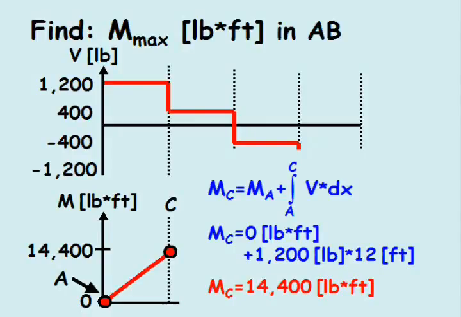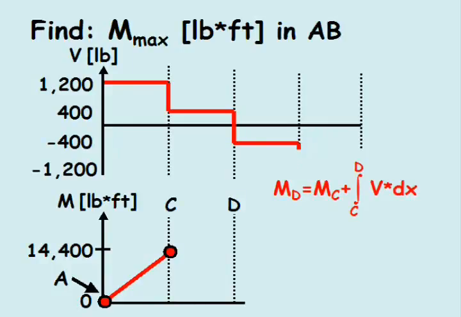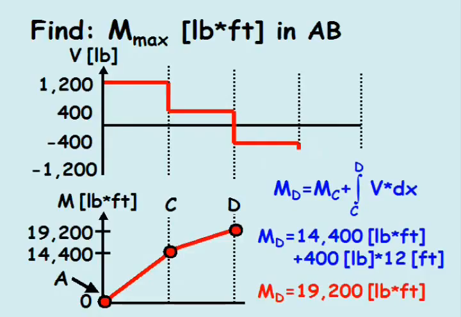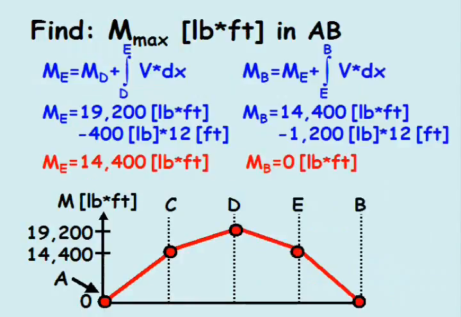The moment at point D can be calculated the same way, by adding the moment at point C to the integral of the shear force in the beam times the length of the beam from C to D. The moment at point D equals 19,200 pounds-feet. The moment at point E and joint B are calculated the same way and equal 14,400 pounds-feet and 0 pounds-feet, respectively.